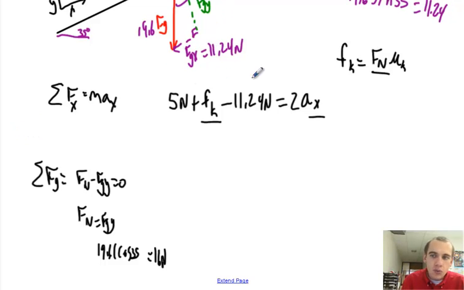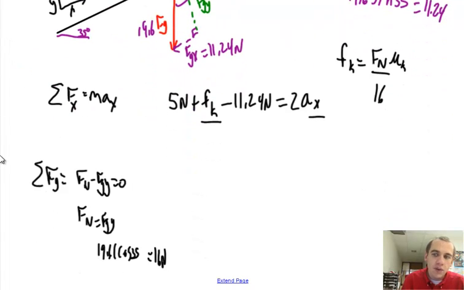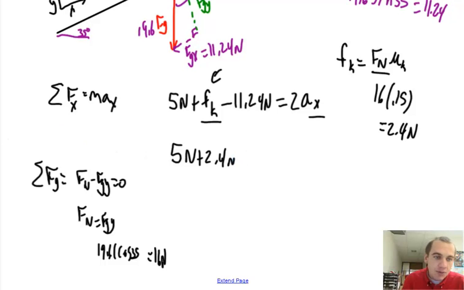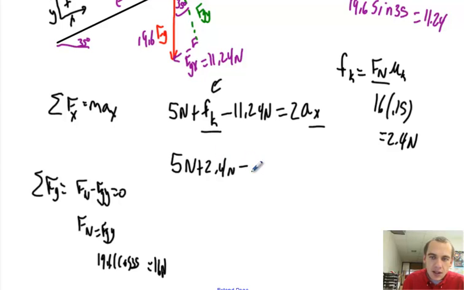So the normal force is actually 16 newtons because it's equal and opposite to the gravity force. I'm just worried about magnitude. So I can take 16 times my coefficient of kinetic friction, which was 0.15. 16 times 0.15 gets me my kinetic frictional force, which is 2.4 newtons. Now I can replace everything in this equation with what I know. 5 newtons plus 2.4 newtons, and those are in the same direction, so I should be adding those up, right? Tension and kinetic friction, minus 11.24 newtons equals 2a.